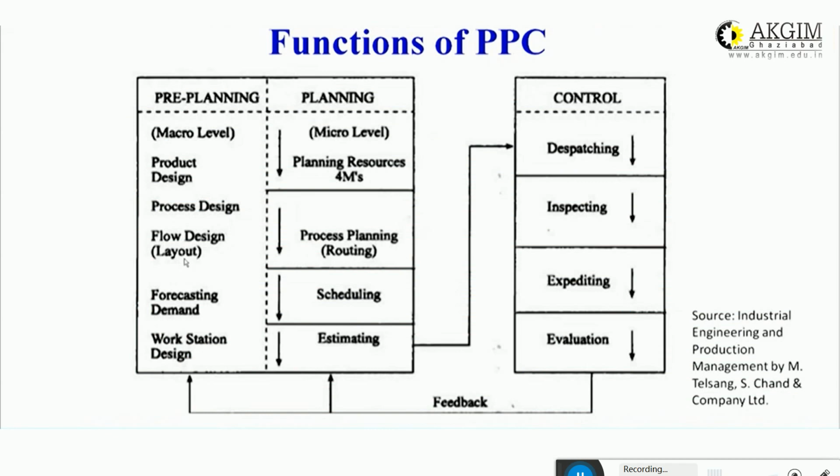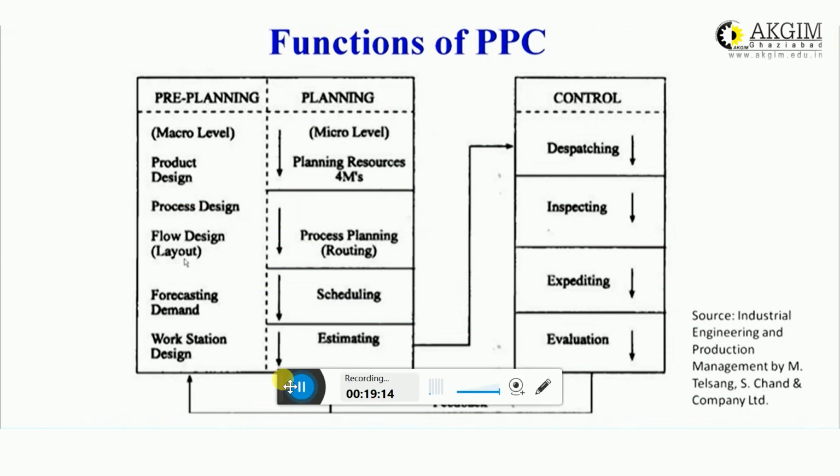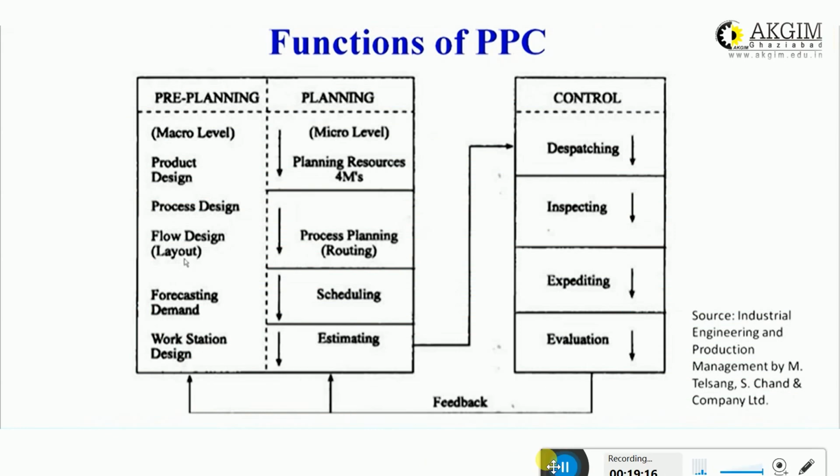So this entire function is in different phases: pre-planning phase, planning phase and controlling. So let me tell you a little more about what pre-planning is. Pre-planning is a macro level planning that deals with analysis of data and is an outline of the planning policy based upon the forecasted demand, the market analysis done by the marketing department and the product design and development.